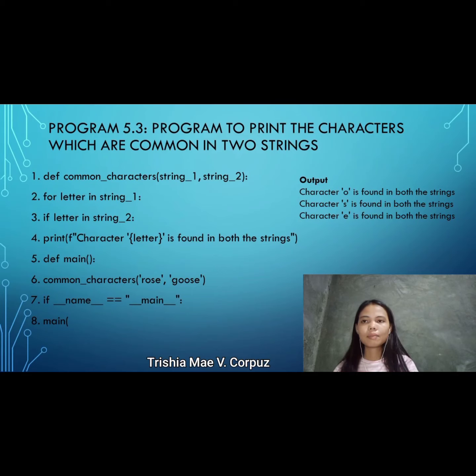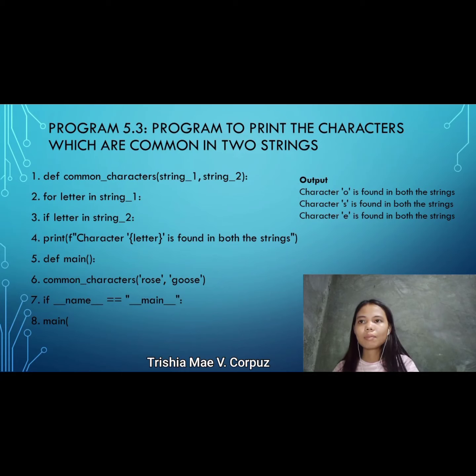So, ang string values na rose and goose ay nakapasa sa argumento na common_characters() function. So, ang string values ng rose at goose, naka-assign siya sa string_1 at string_2 parameter variables. Yung for loop, ginamit siya para matraverse ang bawat letter dun sa string value na naka-assign sa string_1 parameter variable. Pag may nahanap siya na kapareho dun sa string_2 parameter variable, yun yung ipiprint niya.